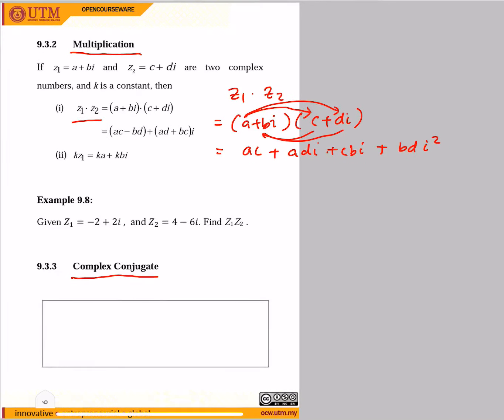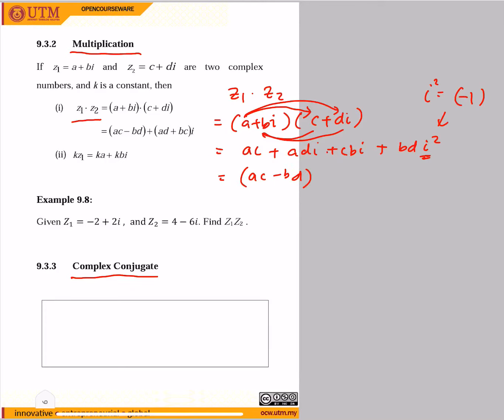So what happened here? We know that i squared is equal to minus 1. So we will get AC minus BD, because it is minus. And then the imaginary part, we add the imaginary parts, which is AD plus BCi. So if we multiply complex number 1 with complex number 2, we will obtain this. Basically, we just expand the two complex numbers.